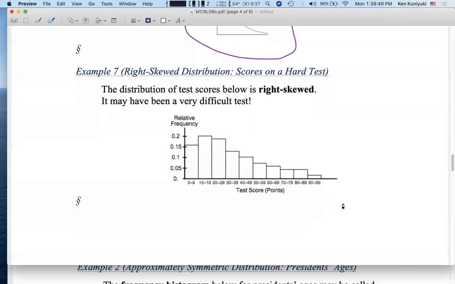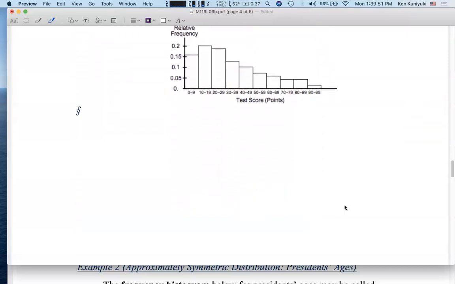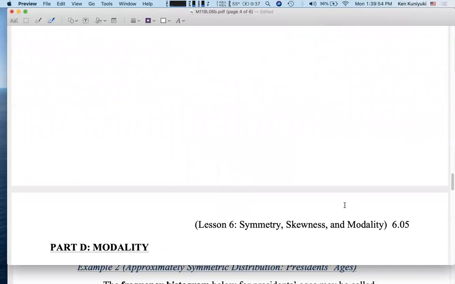Okay, so we've talked about issues of symmetry and skewness. Next, we're going to talk about issues of modality, and we'll describe various shapes of distributions. Next time.